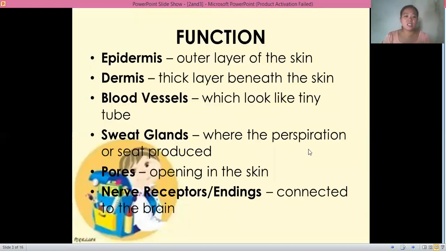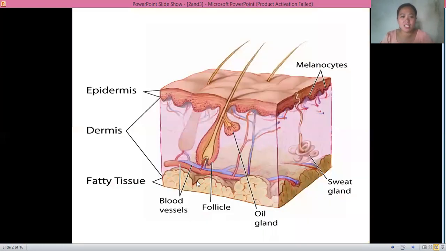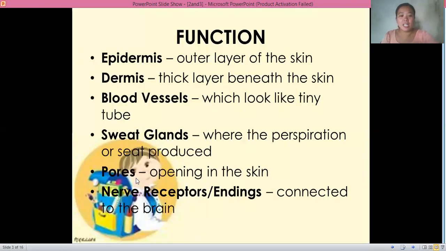Okay, next, pores. Can you please say it? Very good. Pores are the openings in the skin. It's the opening in the skin. So if we have a, what's this? Magnifying glass, we can see our pores here. Okay, here are our pores. There are tiny holes there. Okay, next is nerve receptors or nerve endings.